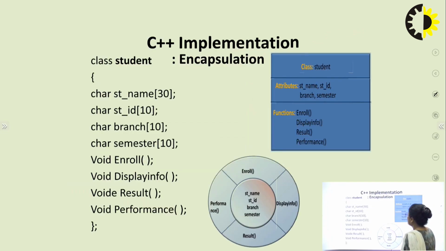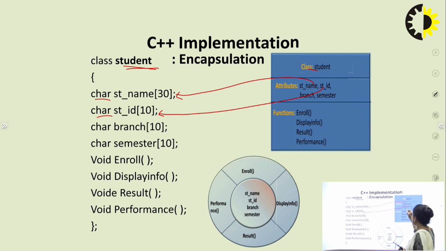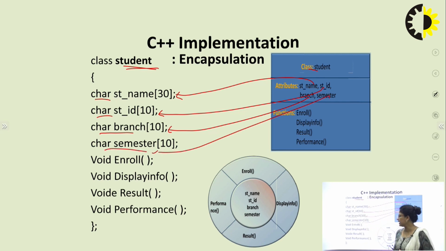Now, this is how the syntax is defined for this particular example. This is the grammatical syntax for how we declare a class with member data and member functions. The class name is student, and the member data are student name, which we are declaring as a character array. Student ID, we are again declaring as a character array of size 10. Branch also we are declaring as a character array of size 10, and semester also as a character array of size 10.